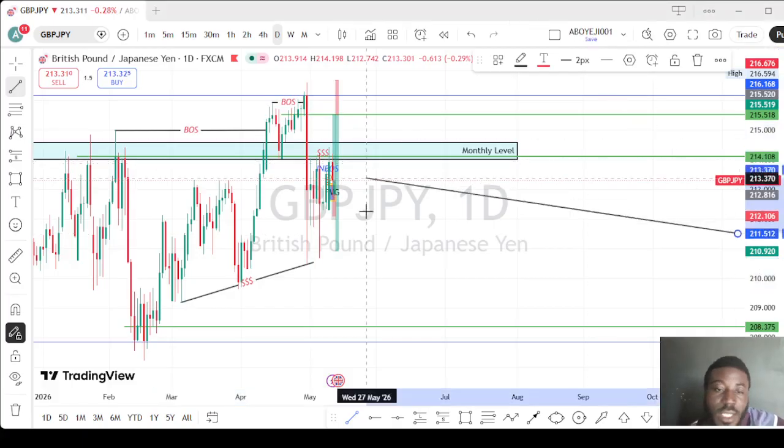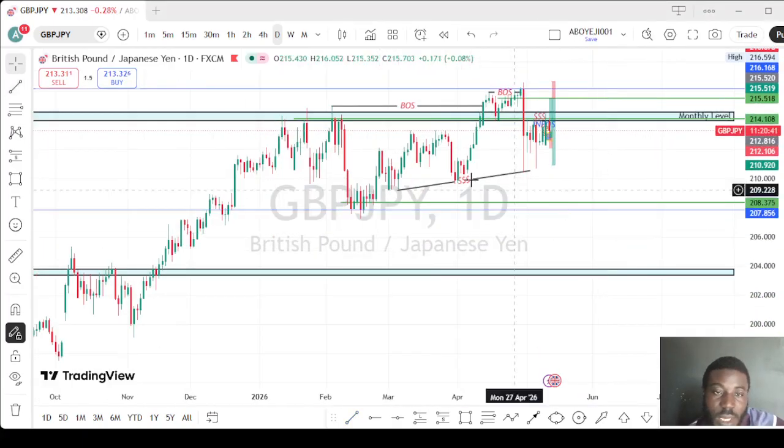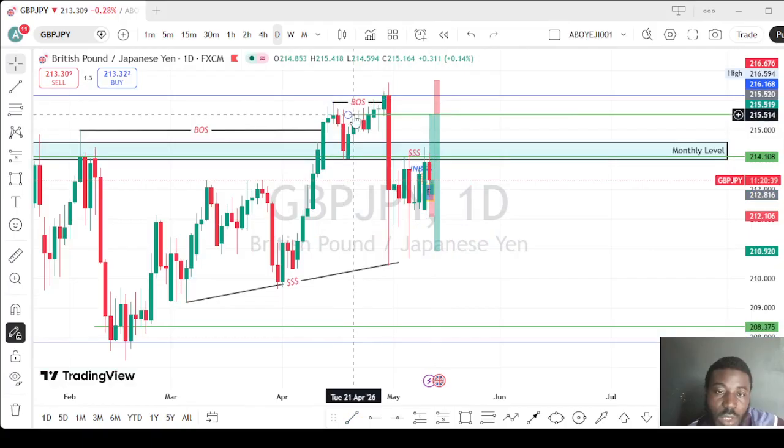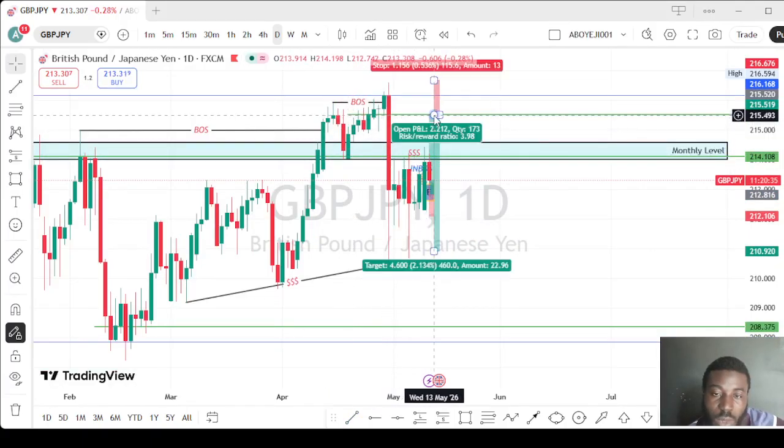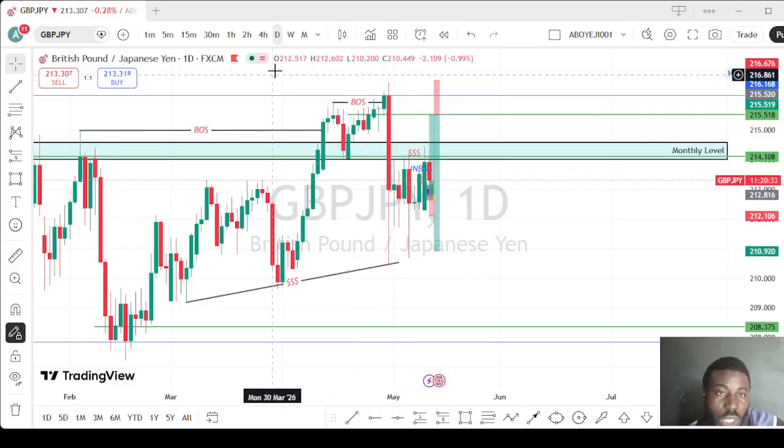So this is where we are still expecting the market. You can see this is a break, or this one is just liquidity, inducement. The market needs to sell. So let's be expecting the market to come back here before we can see a huge downtrend.